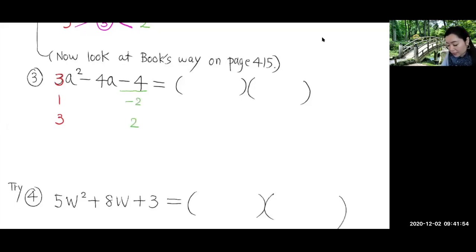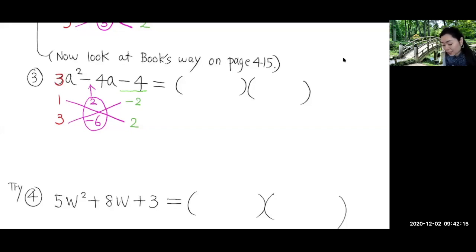Okay. So 1 times 2 is 2. 3 times -2 is -6. Indeed, they sum to this -4 over here. So that works, right? Okay, that's good. Now, we can read the factoring over here.